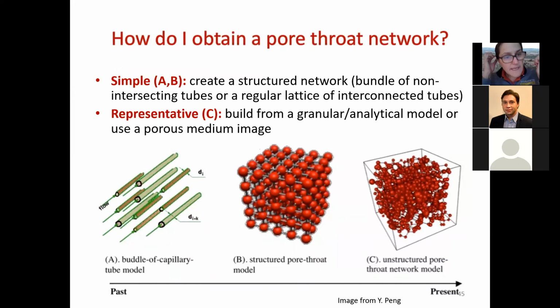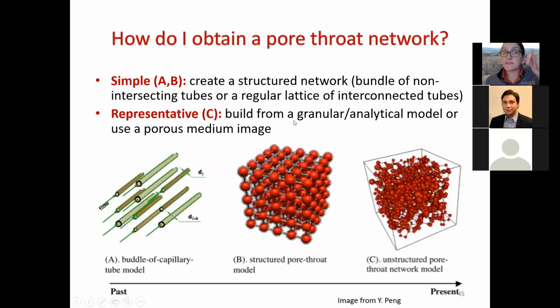Okay, so basically in the very beginning, we had this bundle of tubes, and I call these simple networks. In the simplest of cases, you can create a structured network, which is either a bundle of non-intersecting tubes or some sort of regular lattice of interconnected tubes. And in a more complex case, you would like to create what's called unstructured pore-throat network. Connectivity of these tubes follows the actual porous medium. And those are what one would call a representative.